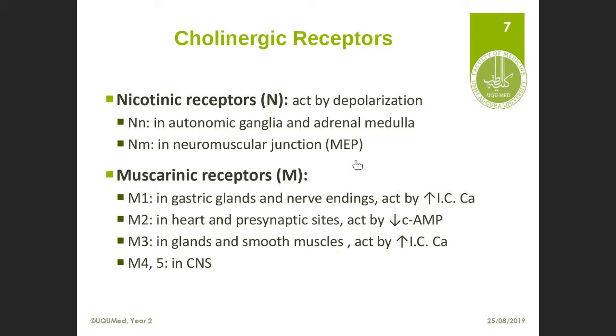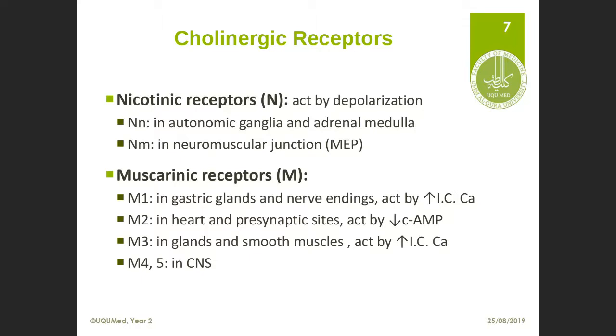Nicotinic receptors are present in two major body sites. One is NN, in the autonomic ganglia and adrenal medulla, and the other is NM, in the neuromuscular junctions or motor end plates. This is the distribution of the cholinergic nicotinic receptors. When we talk about the cholinergic muscarinic receptors, we have five types: M1, M2, M3, and M4 and M5 also.